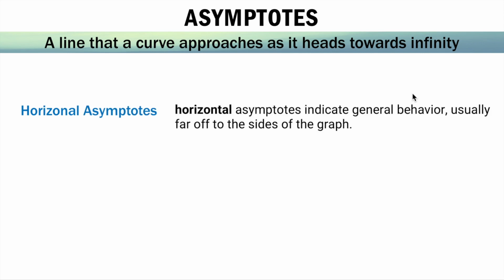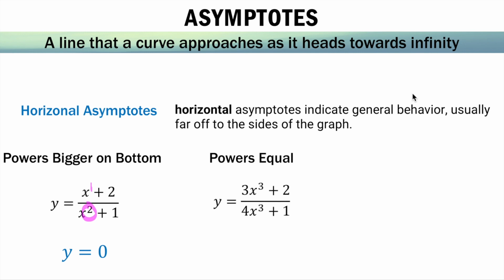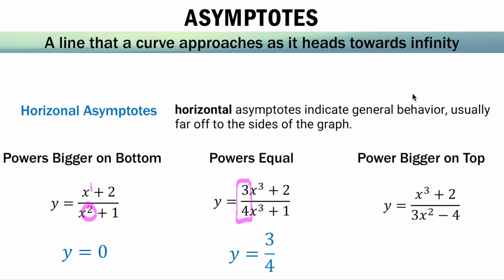Horizontal asymptotes indicate general behavior, usually far off to the sides of the graph. We sometimes call that end behavior. I don't know if you remember this, but if you have a rational function and the powers are bigger on the bottom, so x squared is bigger than x to the 1, then you're going to have an asymptote of y equals 0. If the powers are equal, then this is fun: you just look at the coefficients of those leading terms, y equals 3/4. And if the power is bigger on top, so 3 is bigger than 2, then you're going to have some sort of slant asymptote or infinity.